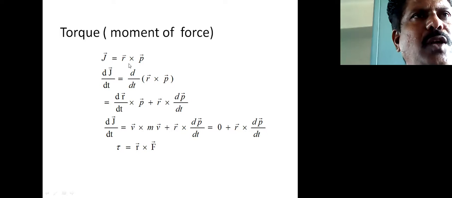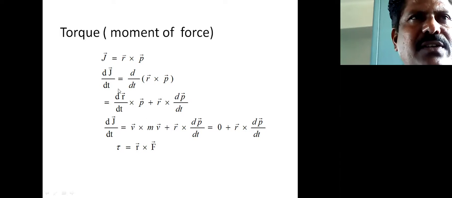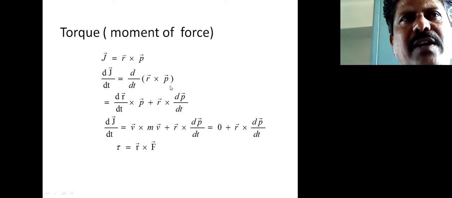So J equals r cross p. When you differentiate this with respect to t, you get dJ by dt is equal to d by dt of r cross p. You differentiate these two terms: dr by dt, keeping p as it is, plus keeping r as it is, dp by dt. Then dr by dt is v, the rate of change of displacement, which is nothing but velocity.